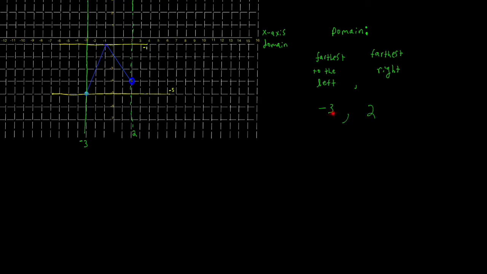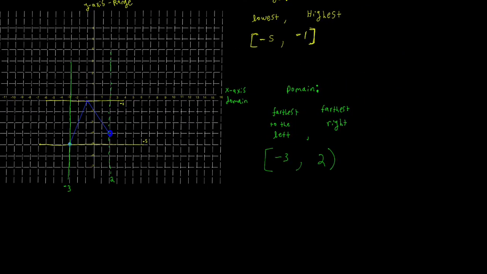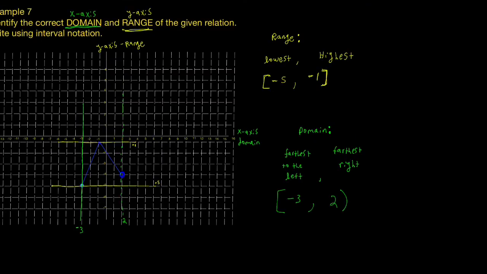Now -3, that one was a closed circle, so we're going to use a bracket. 2 on the other hand, this too was an open circle, so we're going to have to use a parenthesis. And there you have it. You have the range and the domain using interval notation. Okay, this is the range, this is the domain of this graph.